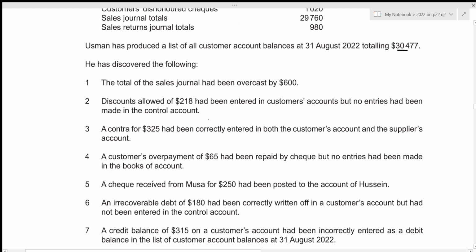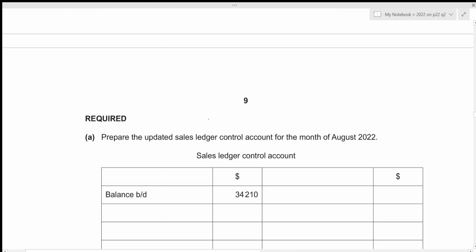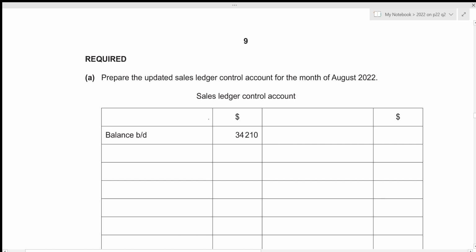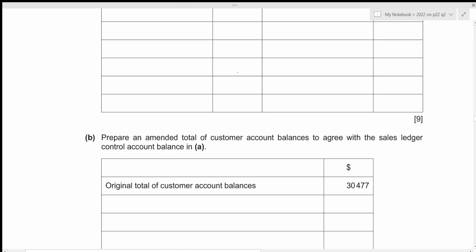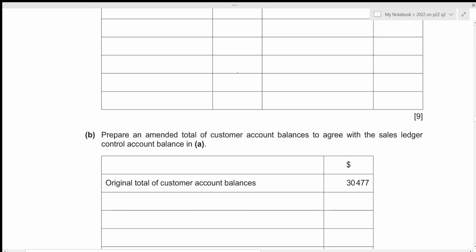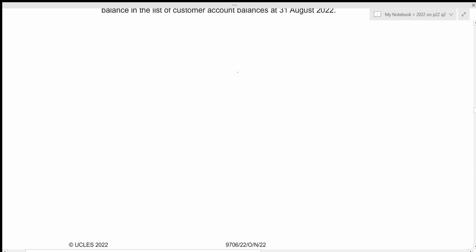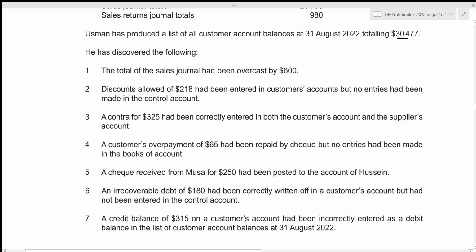Alright, first of all, let's have a look at our question. We need to prepare the updated sales ledger control account, and we also need to prepare an amended total of customer account balances. So let's have a look at the above information and figure out which of these information affect the control account and the customer account balances.